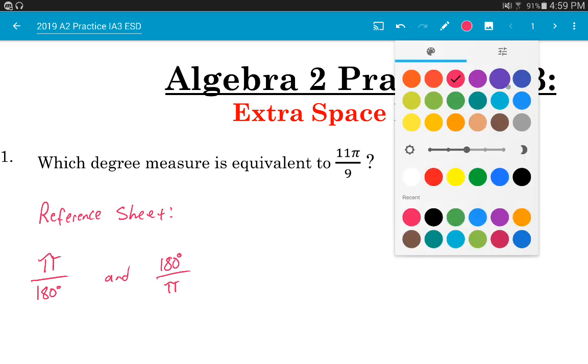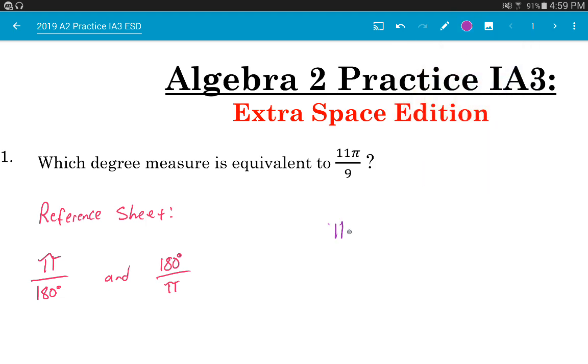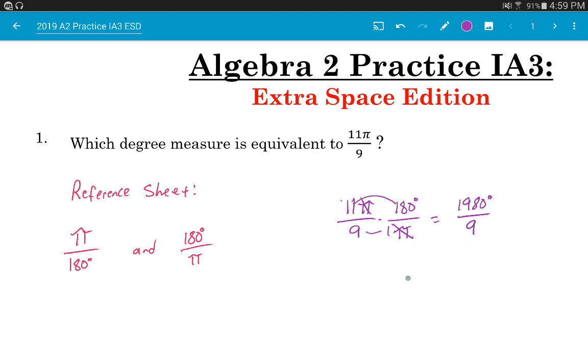Now, for me to convert something like this, 11 pi over 9, I'm going to want to be able to cross out the pi, so that means that this must have pi on the bottom and 180 degrees on top. The pi's cross out, I multiply top times top and bottom times 1, so this is 1980 degrees over 9, which when I simplify that in my calculator is going to tell me 220 degrees.